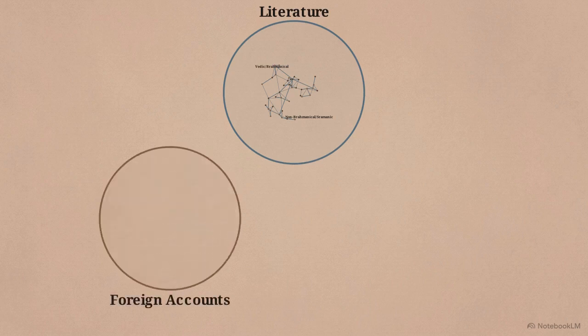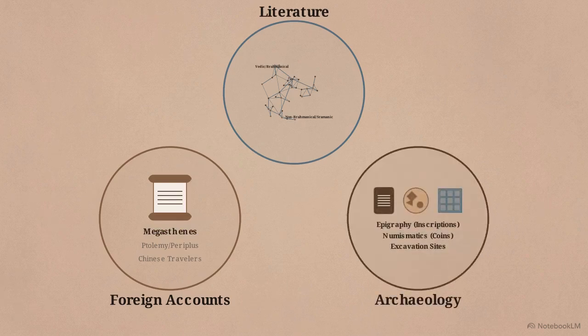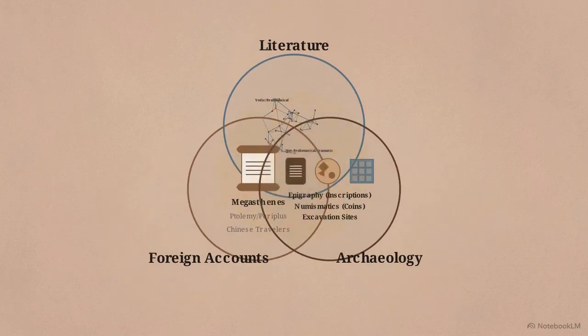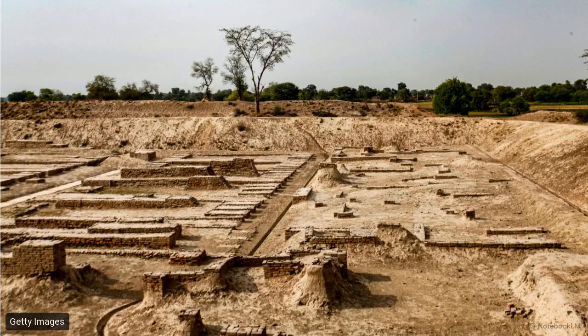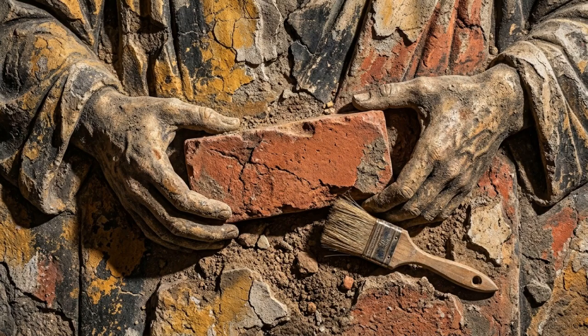To establish undeniable fact, we return to our original matrix. True historical fact is only established when the literary tree intersects directly with an observation from a foreign traveler, like the Greek ambassador Megasthenes, and is backed by physical archaeology. We can read about great cities in the texts, but their existence is only proven by excavating ancient urban centers and finding the physical brick and mortar.